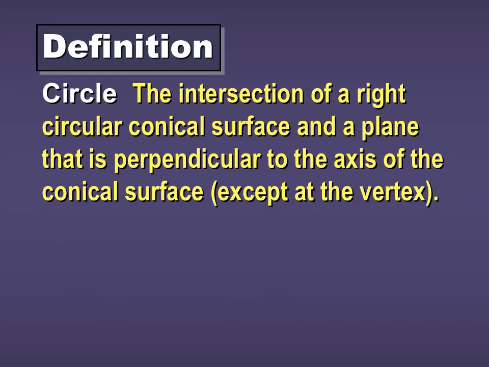Okay, so let's talk about a circle. The circle is the intersection of a right circular conical surface, so what we were looking at before, and a plane that is perpendicular to the axis. So remember, the axis was that line that goes straight through the center. So it's going to be perpendicular to that, okay? The exception is that the circle will not be at the vertex, because then it would be just a point.